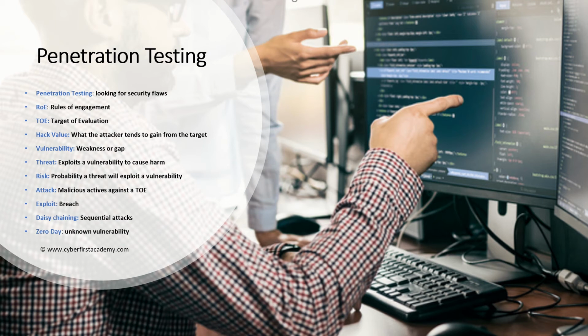TOE, target of evaluation. So the target of evaluation is the system that will be hacked. Hack value. This is what the attacker tends to gain from the system. How valuable is the system? What does the system contain? Is it financial information? Is it top secret information? Is it trade secrets?